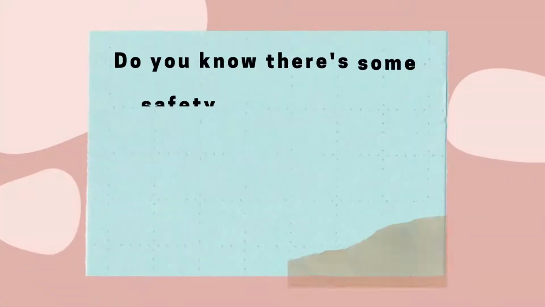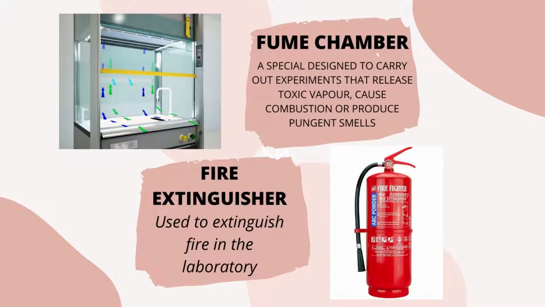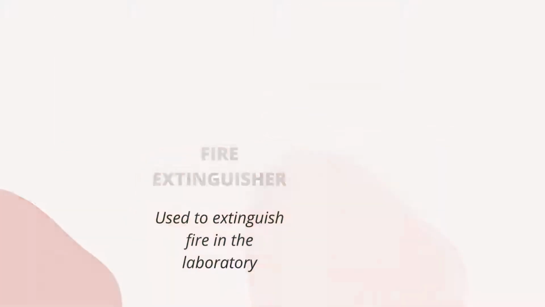Do you know there's some safety equipment in the laboratory that we can use if an accident occurs or to prevent it from occurring? Let's see what it is and their function. First, we have the fume chamber, especially designed to carry out experiments that release toxic vapor, cause combustion or produce pungent smell. We also have a fire extinguisher to extinguish fire in the laboratory.